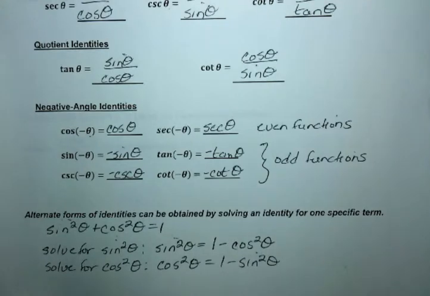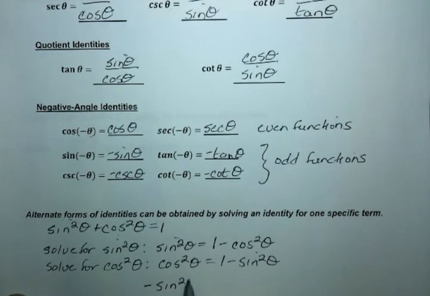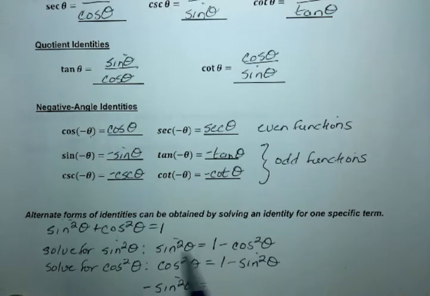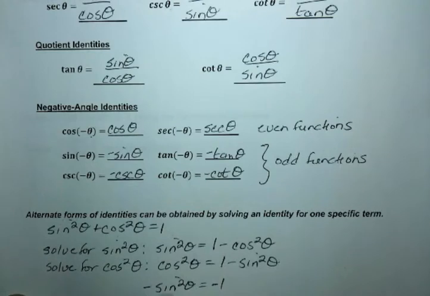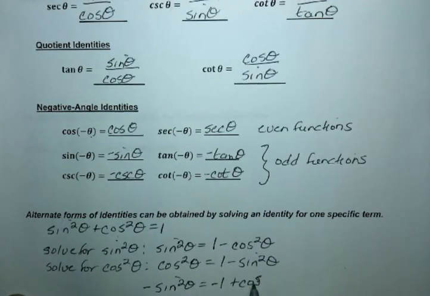When we're talking about identities, these are things that you want to be looking for: alternate forms of these identities. If you see something, for example, that has 1 minus sine squared theta, be thinking about the fact that that's the same as cosine squared theta. Another thing you might run into is the opposites of these. For example, the opposite of sine squared theta, we could get from here just by multiplying everything by -1. That would give us negative sine squared theta on this side equals -1 plus cosine squared theta.